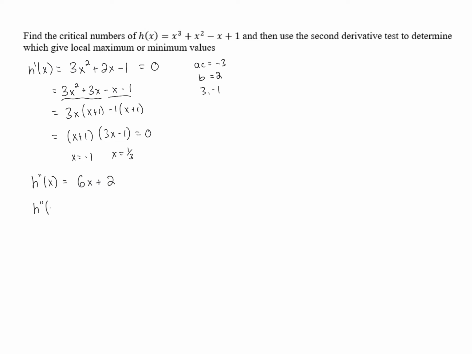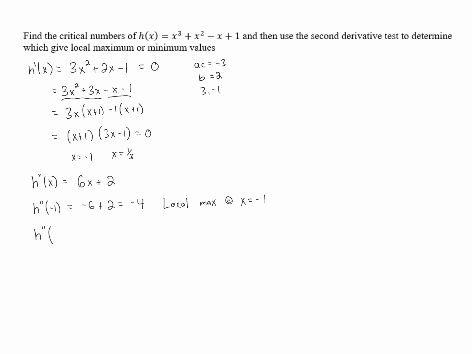Now, if we evaluate this at -1, 6 times -1 is -6, and -6 plus 2 is -4. So a negative second derivative corresponds to a frown, which is concave down, and that gives us a local maximum. So we have a local maximum, and that comes from x equals -1.